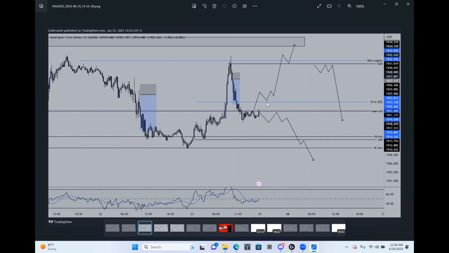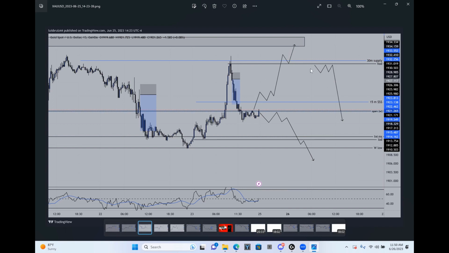Now, case scenario two was the fact that we would break above this 1923 range, reject, and use this as buy side liquidity to push us to higher structure. And as far as continuation to this move, we were looking to see if we would break this structure and retest the high of day and use this previous 30-minute supply as buy side liquidity now to clear this out and continue into this zone. So this was case scenario number two.